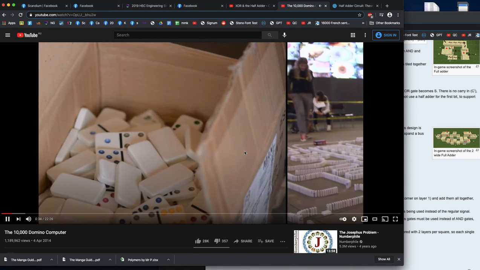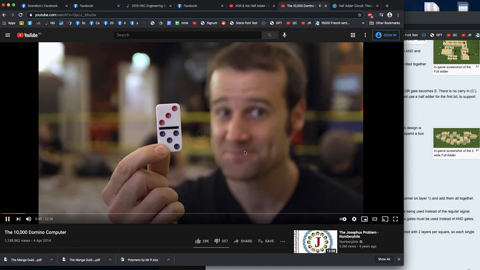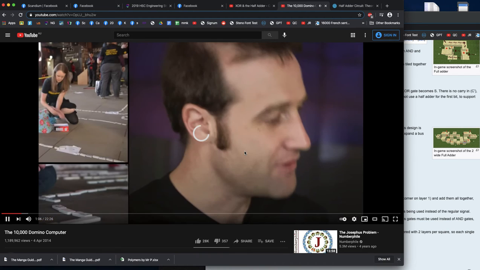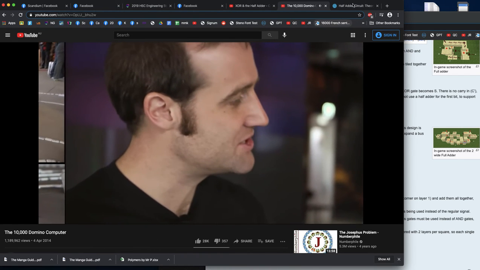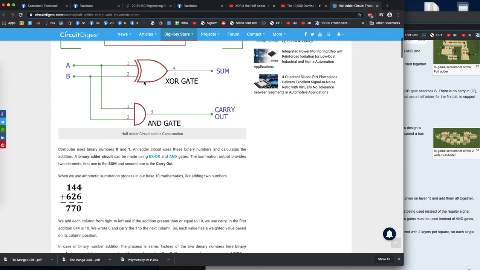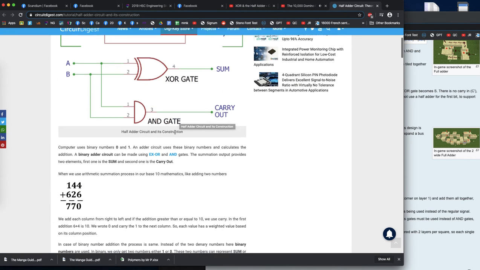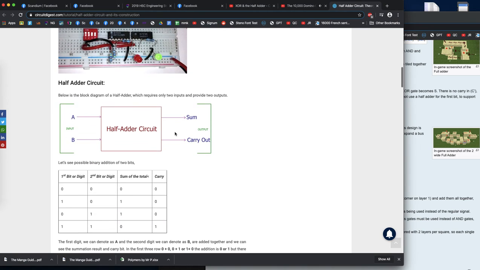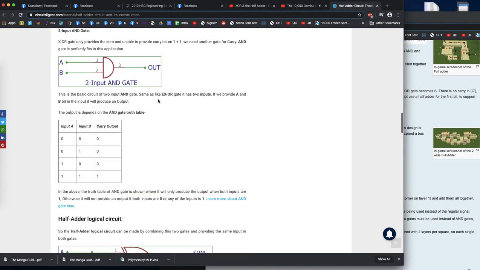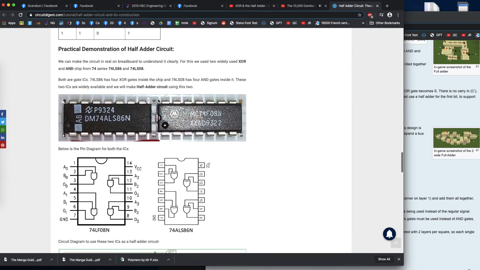And so he took 10,000 dominoes and he lined up the wiring of his half adder with dominoes, and that's interesting. That's exciting. And this is the circuit diagram, but you need to know what the gate looks like, how to wire the gate inside. So we've seen how we wire gates. This is how we could wire a half adder circuit, and we can see what that even looks like.